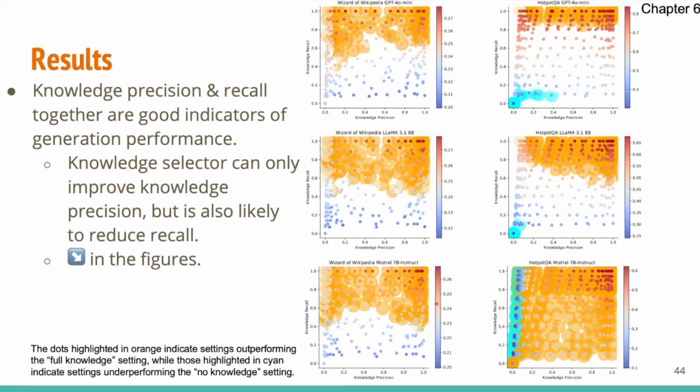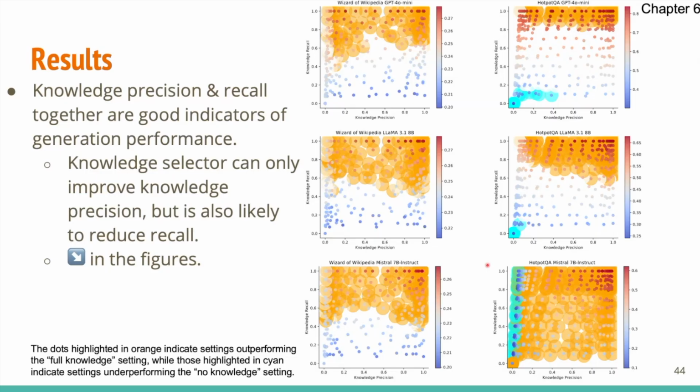We use the orange color to indicate those data points whose RAG performance outperforms the full knowledge setting. And the cyan color here indicates performance underperforming the no knowledge setting.